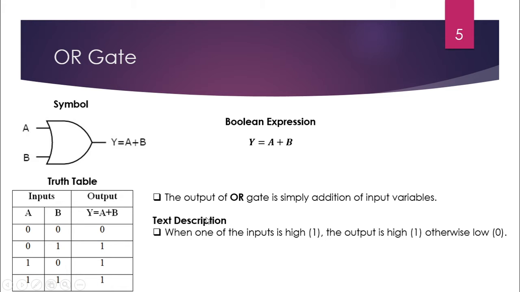The text description for OR gate is when one of the input is high, output is high, otherwise low.